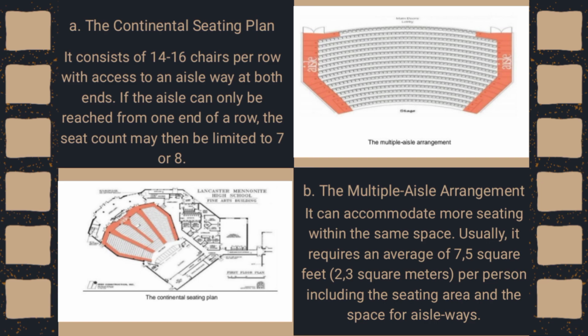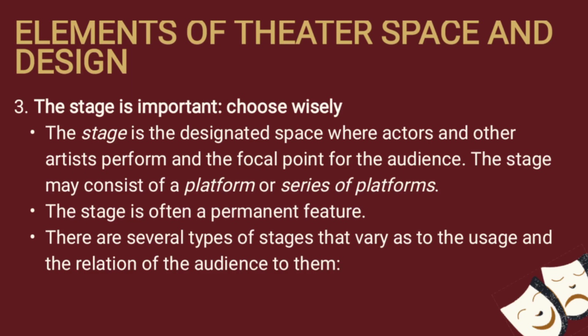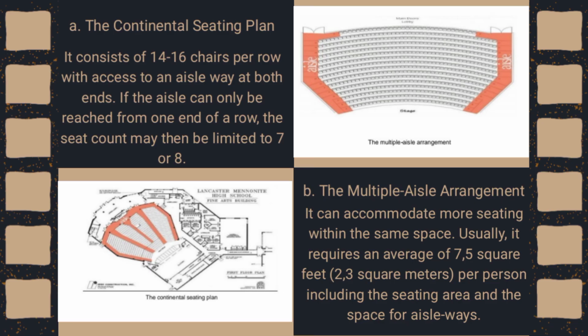The continental seating plan usually consists of 14 to 16 chairs per row with access to an aisleway at both ends. If the aisle can only be reached from one end of the row, the seat count may then be limited to 7 or 8. I am so sorry about this.